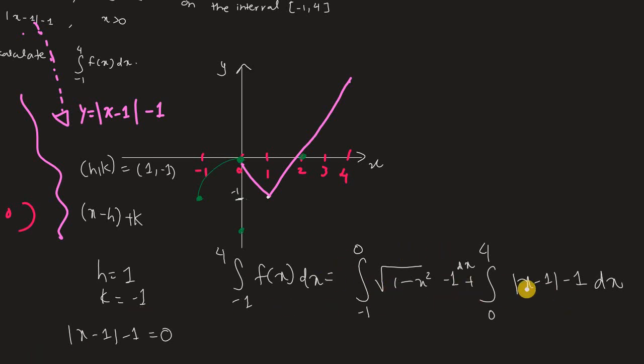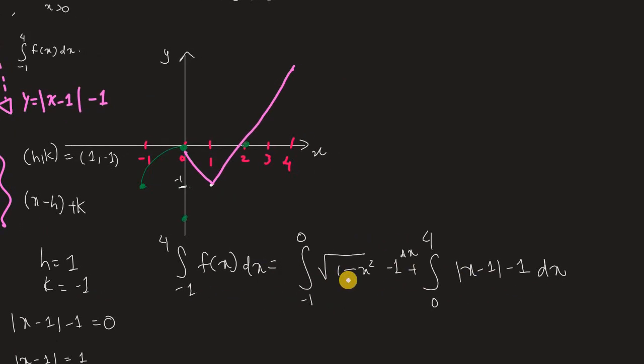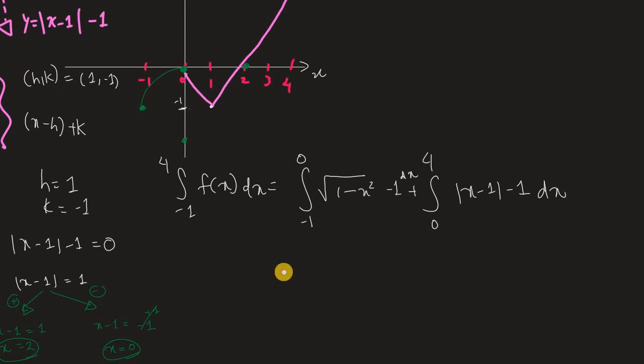And then you're going to solve this integral, and it's going to leave you with 2 minus 1 minus pi over 4, and then this gives you pi over 4 as the answer.